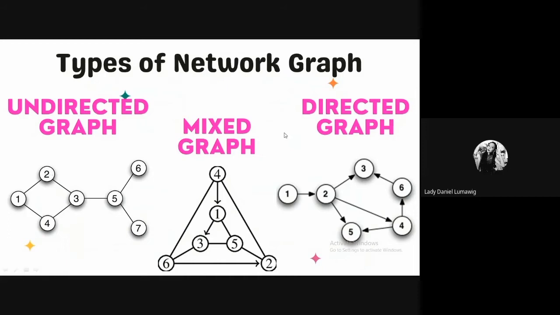So dito naman sa directed graph, as mentioned earlier, yung ang makikita natin ay yung kanyang arrow. It has a specific direction. So dito, si 1 connected kay 2, but 2 is not connected kay 1. So si 1 lang yung connected kay 2 kasi si 2 ang connected naman siya kay 3, connected siya kay 4, connected siya kay 5.